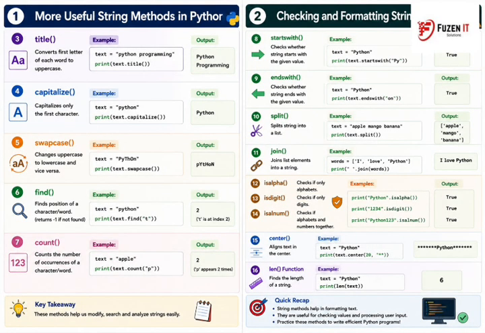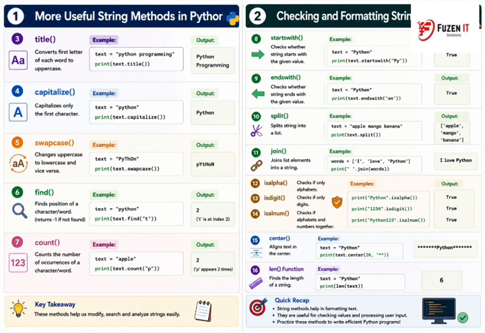Hello everyone, in this video we are going to learn some more useful string methods in Python. First, let's start with the title method. The title method converts the first letter of every word into uppercase. Example: text equals to "Python programming". Print text dot title gives the output with P as a capital in Python, and it gives capital letters for both the P in Python and the P in programming.